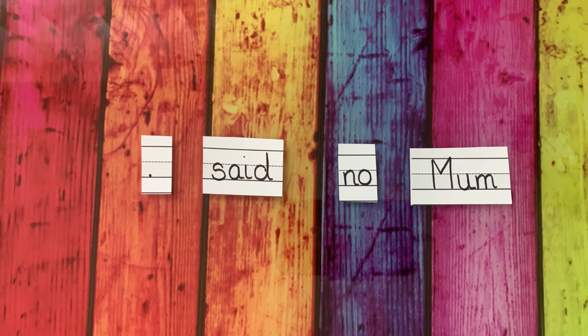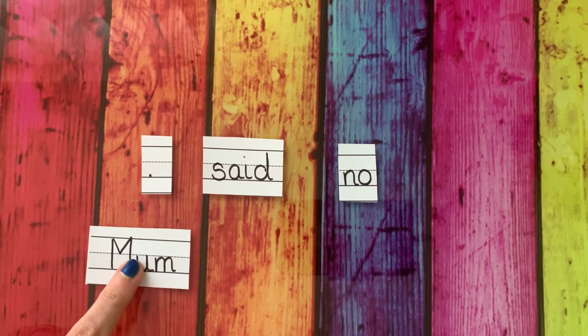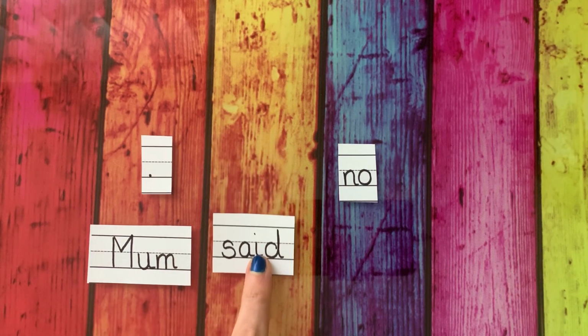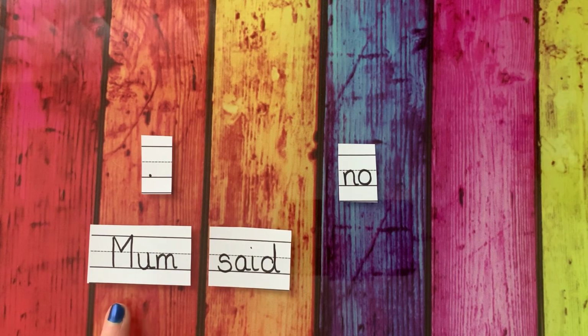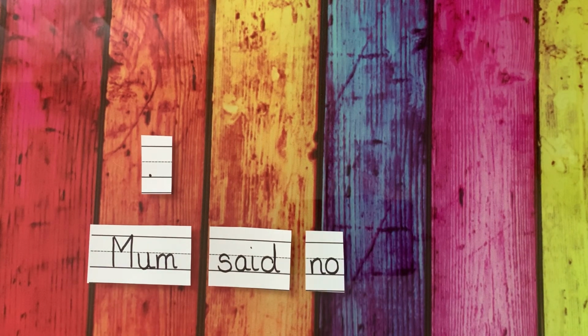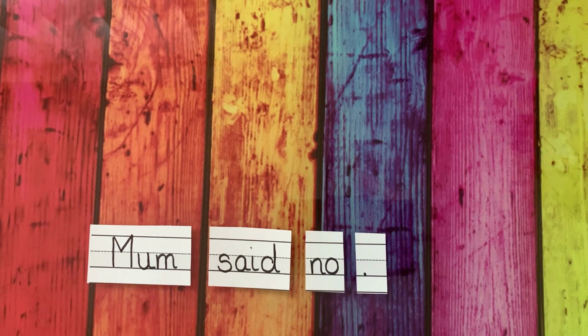So we're going to put this in order. So find that first word, mum, and put that at the beginning. There we go. Find the next word. So mum said. Here we go. Let's read it again and check. Mum said no. Now don't leave this little one here. Where does it go? That's right. Our sentence always needs something at the end, and this sentence needs a full stop. So there you go. Well done.